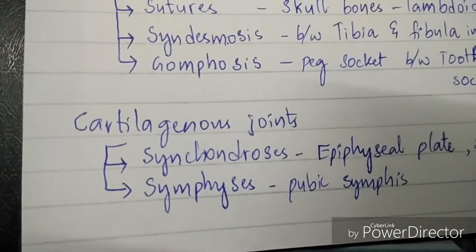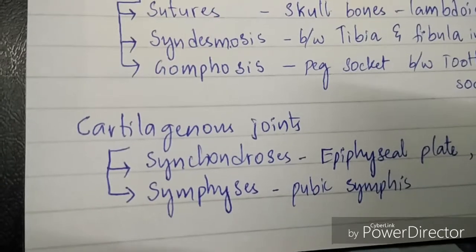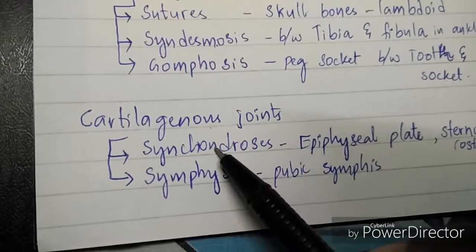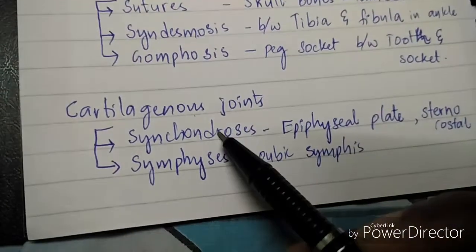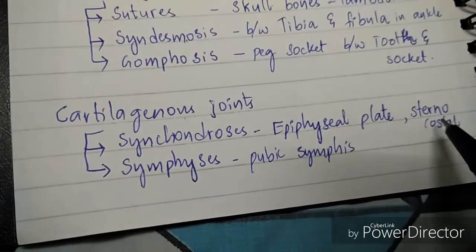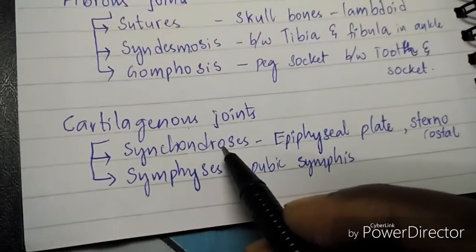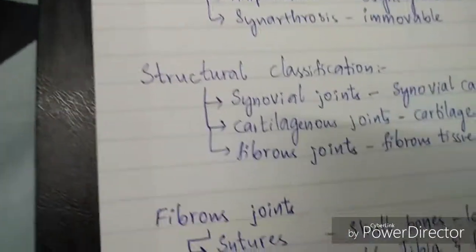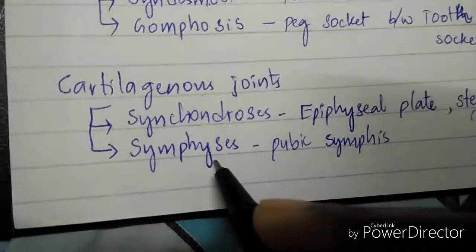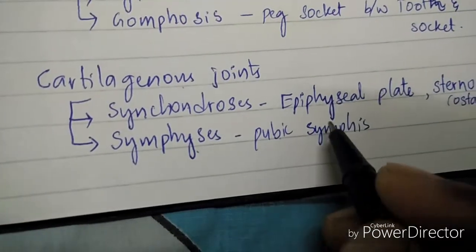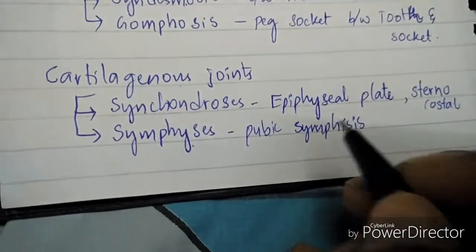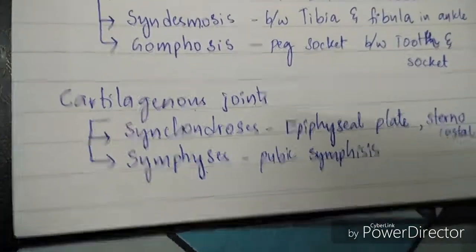Now, let's correlate again. This is an anatomical classification, cartilaginous joints. Now let's correlate with functional classification. Synchondrosis: are epiphyses movable? Are sternocostal joints movable? No. So synchondroses are synarthrosis, meaning immovable joints. Symphysis: for the delivery of the baby, the pubic symphysis has to relax. So it is slightly mobile, it is amphiarthrosis.